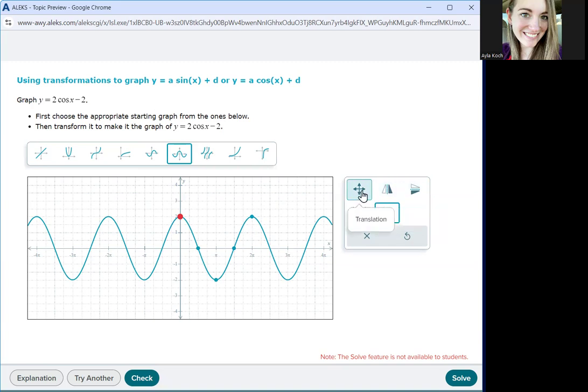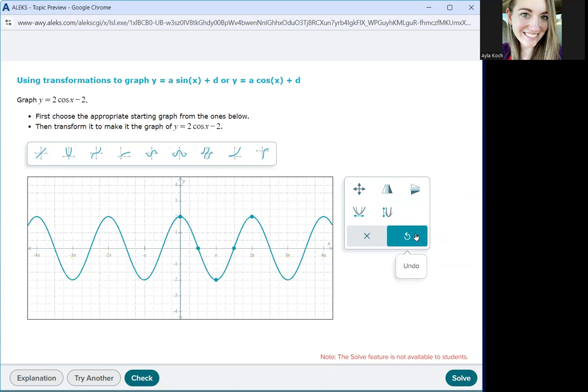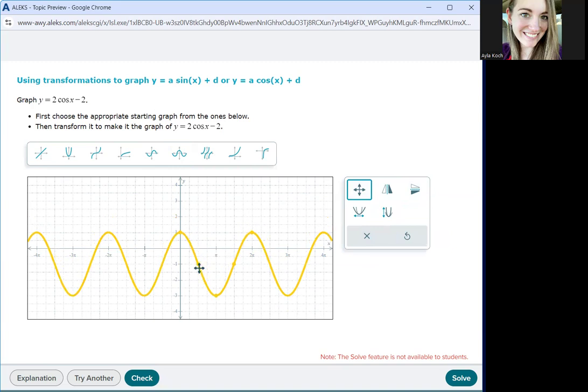So I'm going to click the translation tool. You can use this tool. You pick up the function, so you can move it anywhere. If you don't like where you move it, you just click undo and it'll put it back. So with the translation tool, I just need to move this down 2 units. So 1 unit, 2 units. The midline should be at -2.